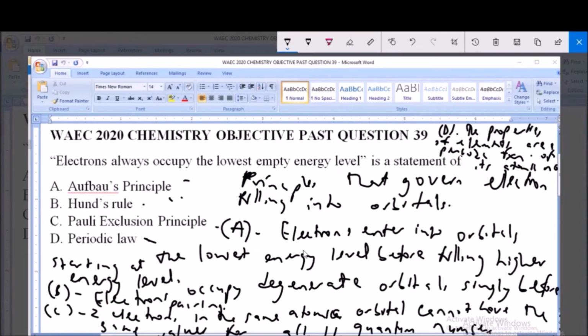So from the rules, principles and law we have stated, option A, Aufbau's principle, explicitly states that electrons will first enter orbitals of the lowest energy level before filling higher ones. And our question says electrons always occupy what? The lowest empty energy level. So that statement is contained in Aufbau's principle. So option A, Aufbau's principle, is the correct answer to this question.